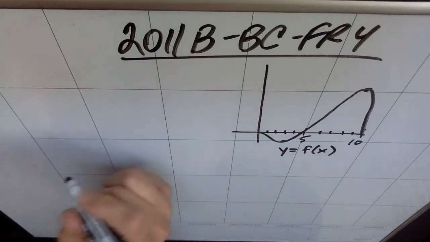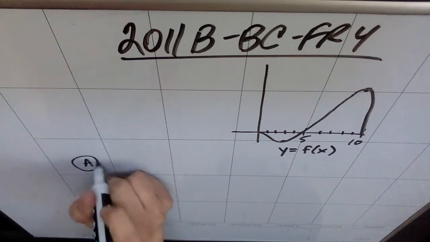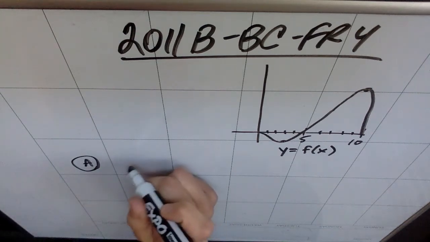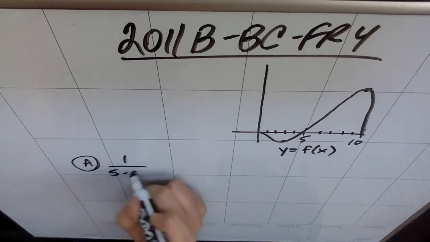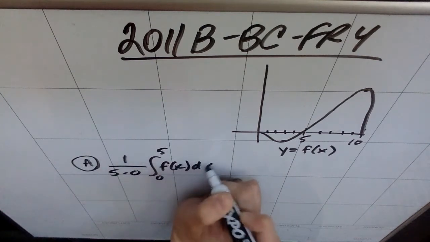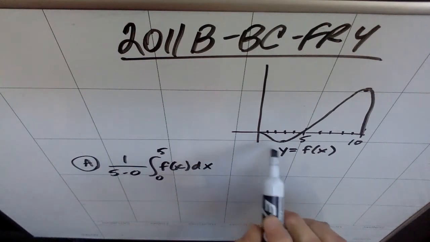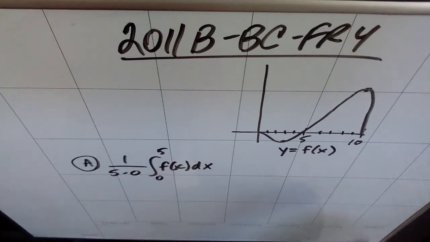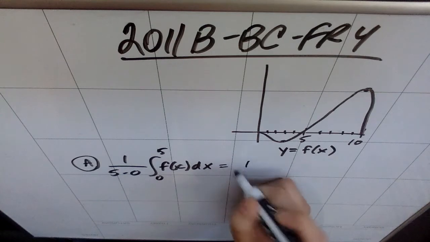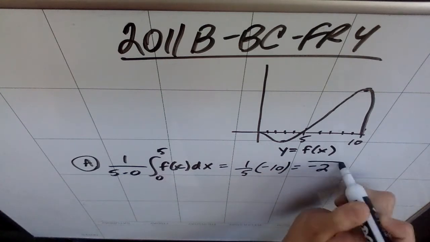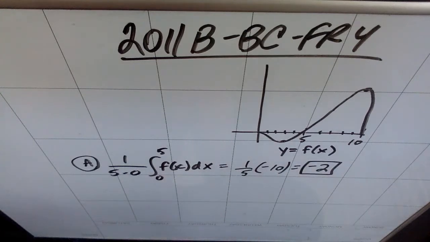Cool. Part A. So the way you find an average value of a function on any interval is you integrate the function over that interval and then divide by the width of the interval. So 1 over 5 minus 0 times the integral from 0 to 5 of f of x dx. Now, I was given that the area in this space of the curve is 10, but what I need to be aware of is that because it's below the x-axis, it's a negative 10. So this is going to be 1/5 times negative 10, and I'm going to get that it's negative 2. Right, so that's my part A.